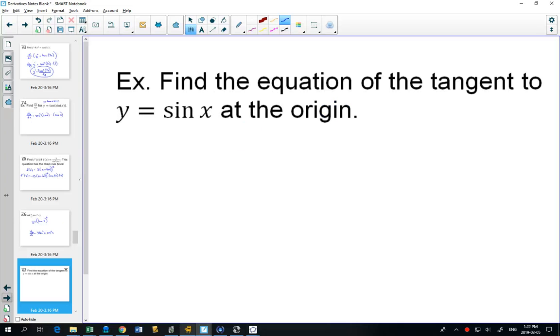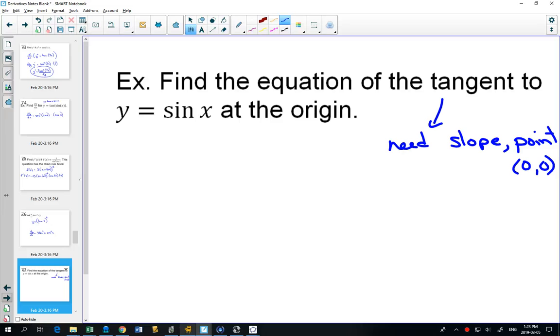Other questions we've done in the past are finding the equation of a tangent line. So remember, what do we need for an equation of a tangent line? We need the slope in one point. We want to find the equation of a tangent to y equals sine of x at the origin. So we know the point is 0, 0. We just need to find the slope of this line.